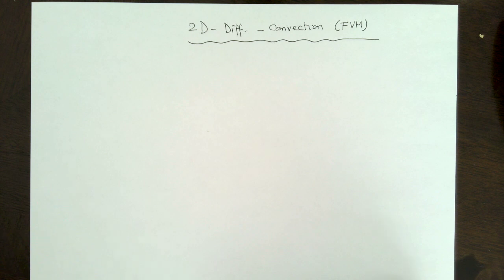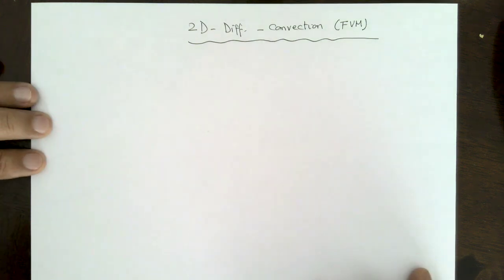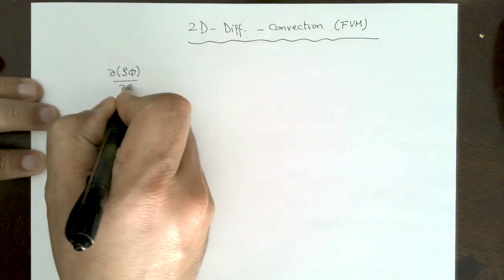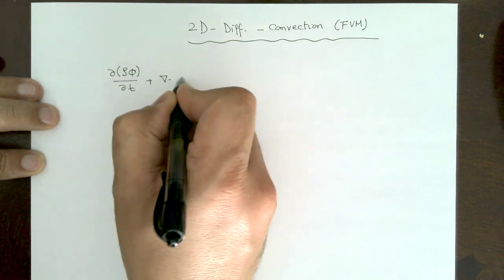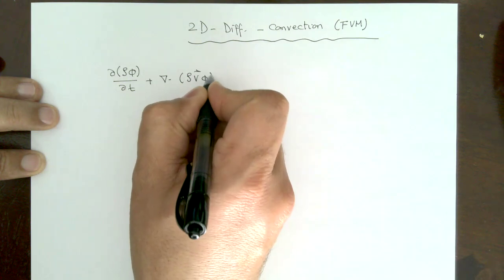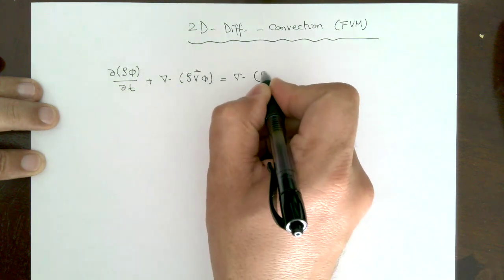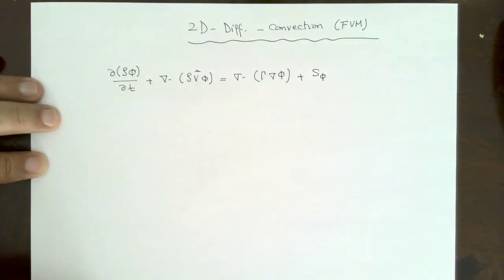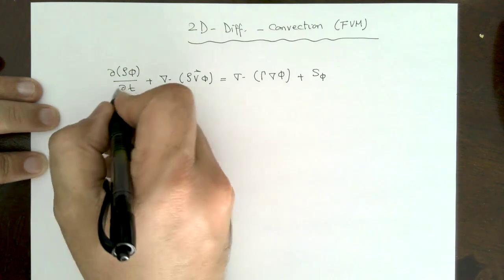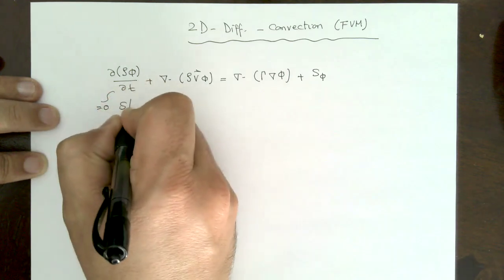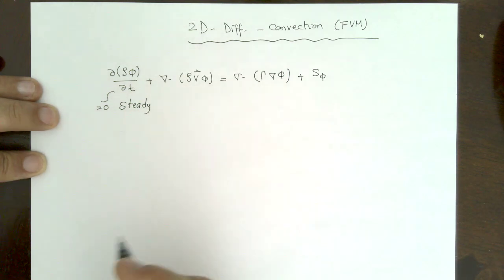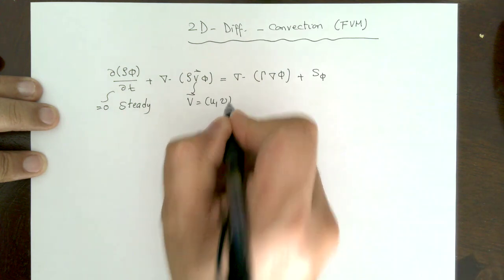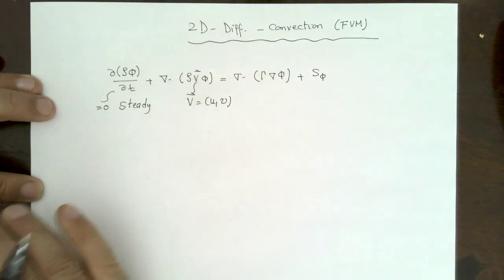2-dimension diffusion convection problem. So again, starting from the general transport equation, we have partial rho phi by partial t plus nabla dot rho v phi equal nabla dot kappa nabla phi plus the source term, right? Again, we're still at that level. We are doing steady, so that's going to be 0 for a steady state. Since we are doing 2-dimension here, the velocity vector will have 2 components, which is u in the x and v in the y, and that's it.